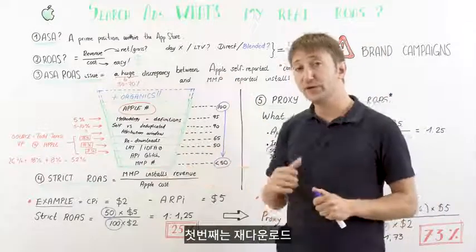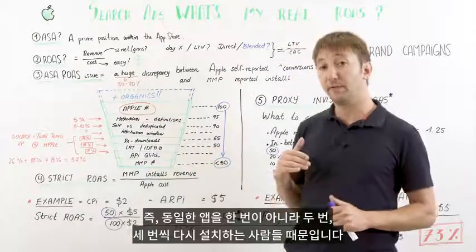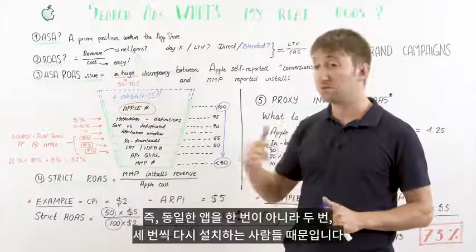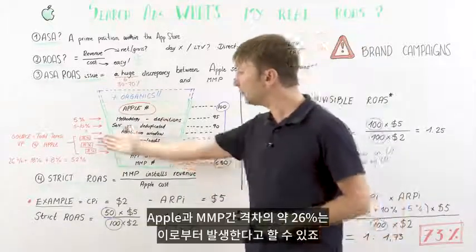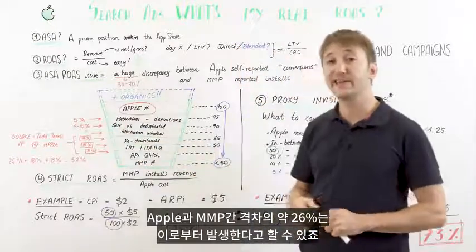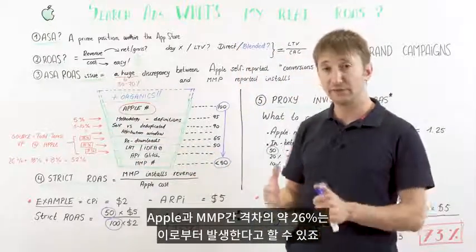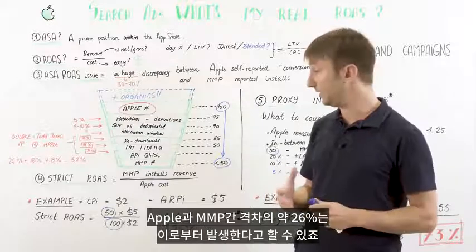The first one is re-downloads. People who install the app not for the first time, but for the second, maybe third time. Here, I put that this amount is about 26% of the difference between Apple and the MMP.